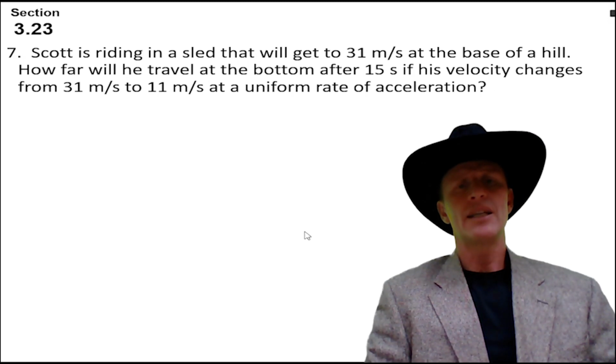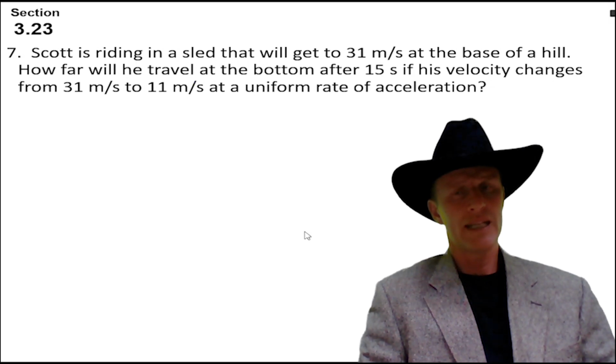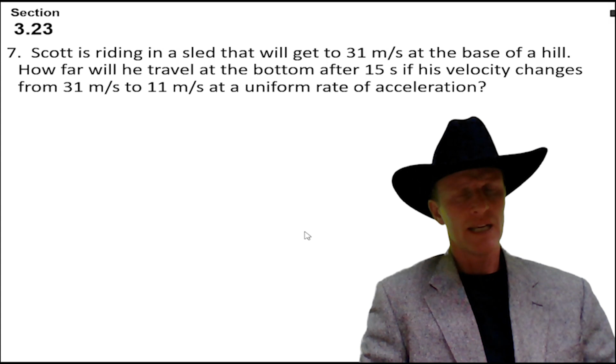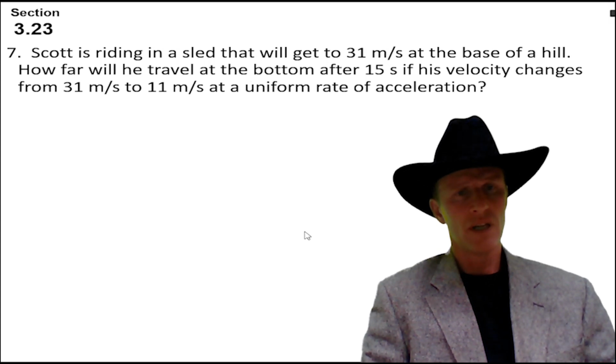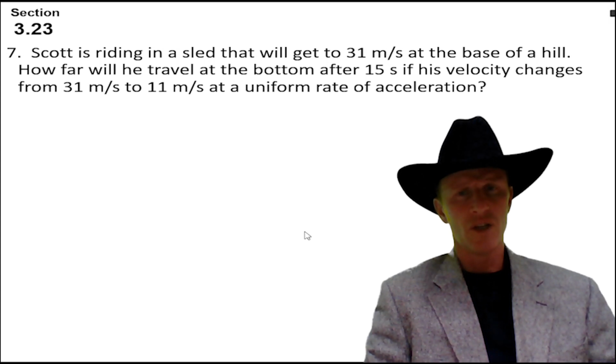Scott is riding in a sled that will get to 31 meters per second at the base of the hill. So he's sliding down here, of course, starting from rest, gets to 31 at the base of the hill. How far will he travel at the bottom, after 15 seconds, if his velocity goes from 31 to 11? So this problem is really focused on when he gets to that top speed of 31 at the bottom of the hill, and he's slowing down to 11.